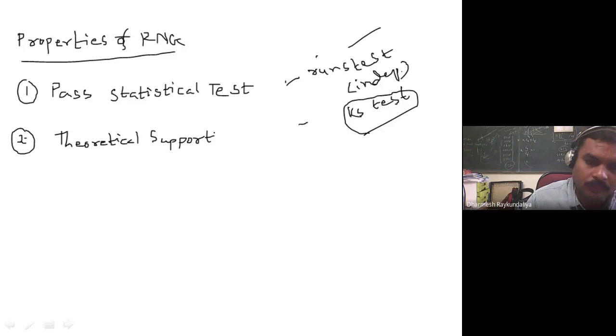So, what is the law associated with that? It has the Bernoulli law associated. Whenever you are giving any random number generator, it should have some theoretical support. It has certain mathematical principles.